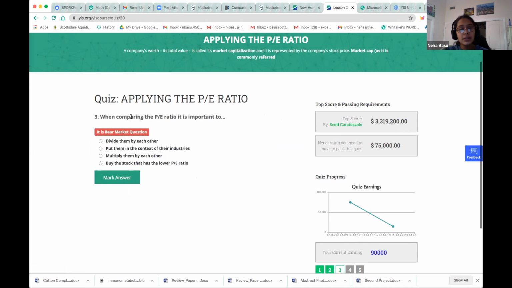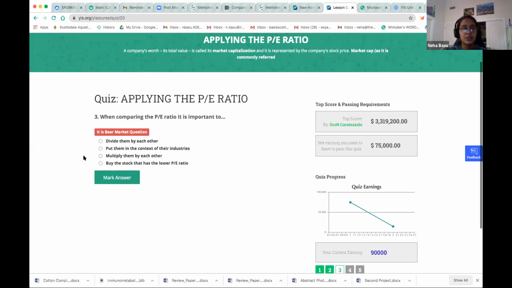So when comparing the PE ratio, it is important to, and now let's look through the answer choices. A says divide them by each other. That wouldn't really make much sense because they're for different companies. Now answer choice B says put them in the context of their industries. So this is looking like a good choice. We can see the other ones. Multiply them by each other. This one also doesn't make much sense because you want to look at them separately.